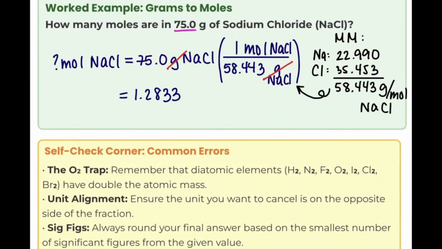So if the question is giving you 75.0, there are 3 sig figs. So your answer has to be reported in 3 sig figs. So you count, and you see that the 8 is the third significant figure. You look next door, the 3 is below a 5, so you keep it the same. So our answer is 1.28 moles of NaCl.